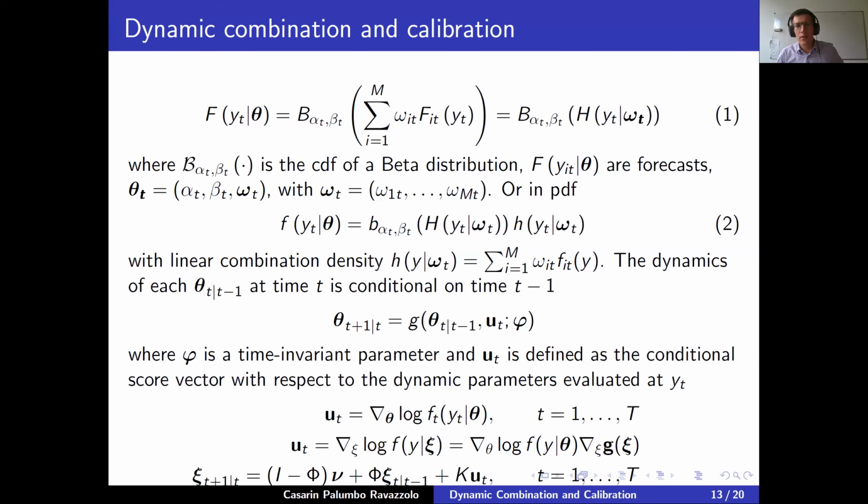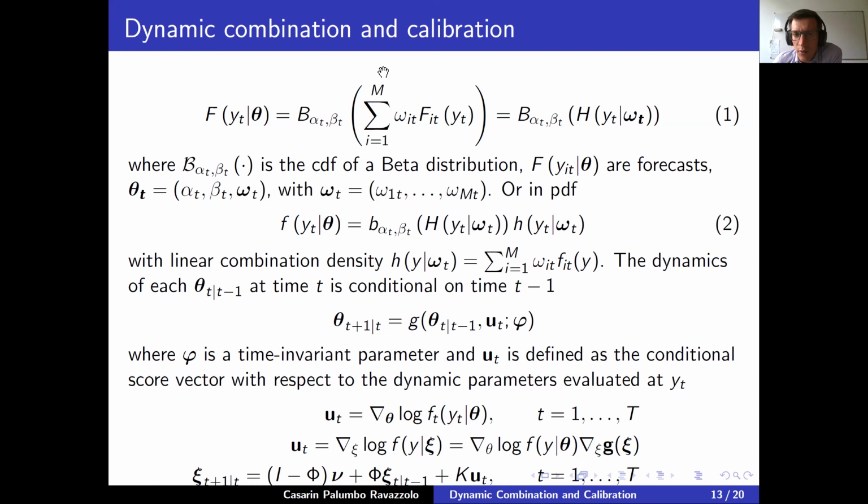So this was, if you remove time, this was the original JASA paper I was mentioning. Here you have the combination, where we basically, let's work with the CDF. The same could have been done with the PDF. Usually you see the PDF, but let's focus one second on the CDF.